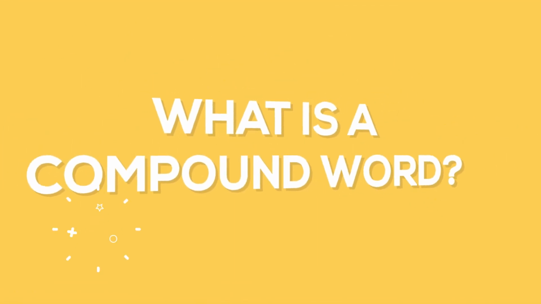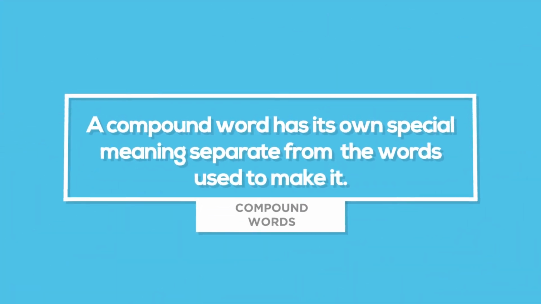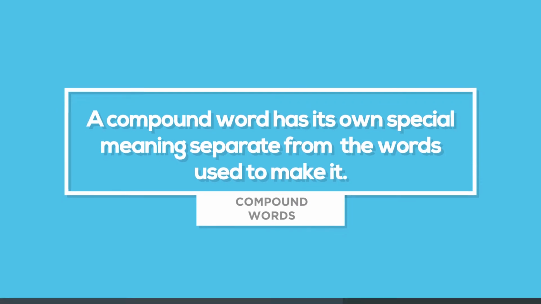What do all of these big words have in common? Haven't you guessed it yet? That's right! They are all made up of two separate smaller words. When two small words are combined into one big word, we call this a compound word. A compound word has its own special meaning, separate from the words used to make it.